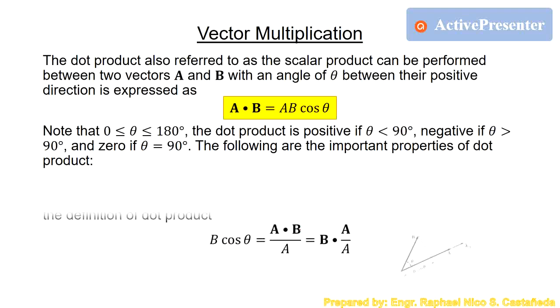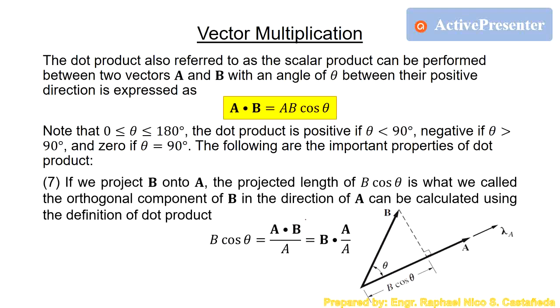Next, we have also the rectangular or the orthogonal component of a vector in a certain direction. For example, if we have two vectors, and let's say we have vector b, and you want to get the component of vector b in the direction of A. So obviously, this is a right triangle because it is orthogonal. So from the formula, it is b cosine theta. Then you transfer A here, and it will look like this.